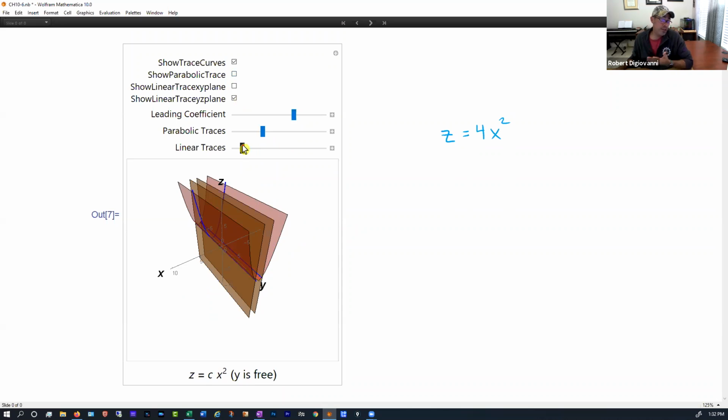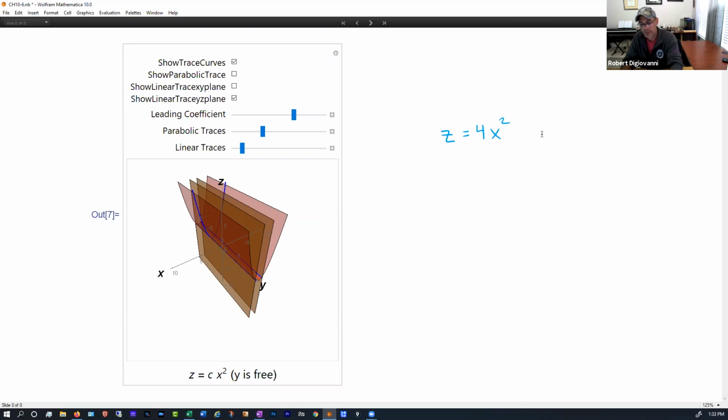So what do you need to know? You need to know that when you see two variables, one of them is squared, the other one is not, right? You've got a parabola, but because the third variable is free, it creates the whole sheet, that surface, which is the parabolic cylinder.